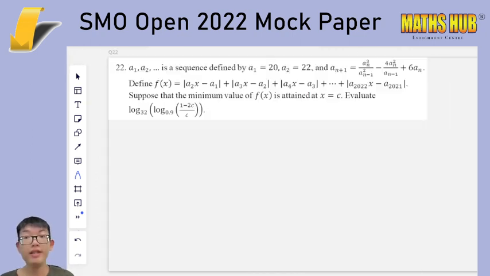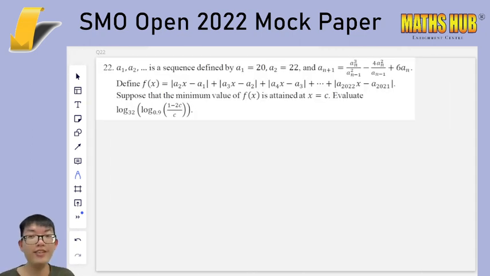Okay. Next up is question 22, which looks hilariously messy. What on earth is this? You start off with a very strange sequence. You're then given a very strange function. You're asked to find the minimum value and figure out where that happens, and then you're computing the log of something about it, which is a really weird combination of things to be in the same problem. You have a strange sequence, modulus everywhere, combining into a weird function, minimum value, and a log.